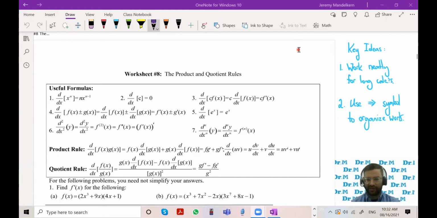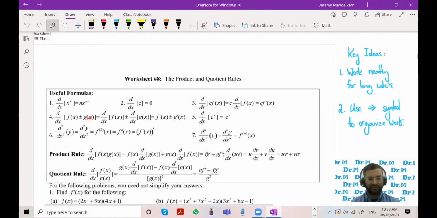Let's take a look at the key ideas from today's worksheet. First, we should work neatly, especially for longer calculations. That's true in calculus, and it's true in all subjects of mathematics. We also want to use an implication symbol to organize our work where needed. It's a common blunder to misconstrue this symbol with a common equal symbol, but the equal symbol is put in between two expressions that have the same value.